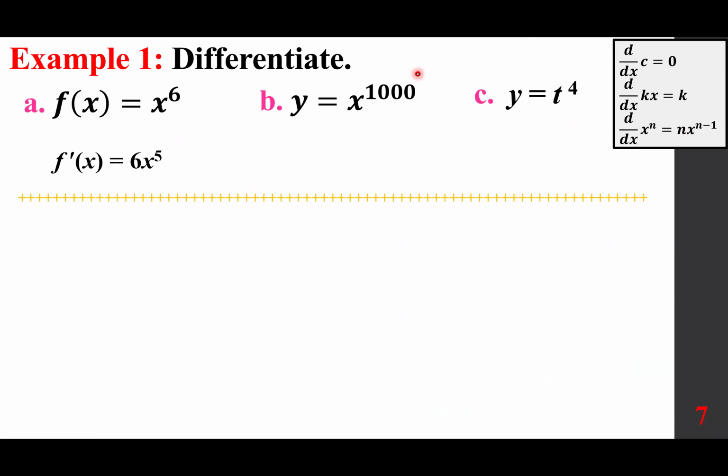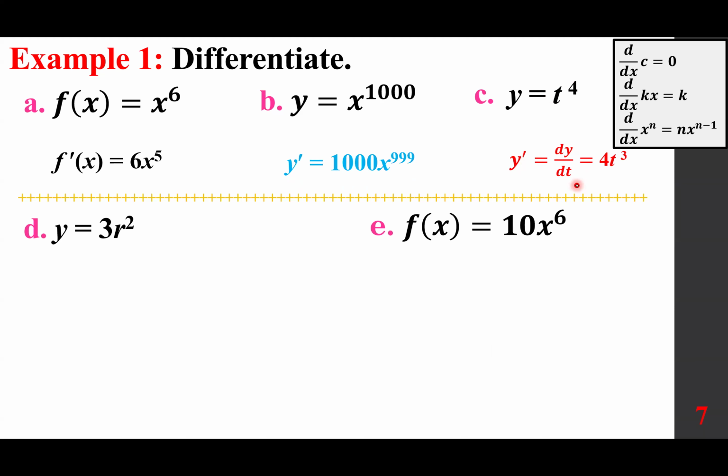1,000 sits in front, goes down by 1: 1,000x to the power of 999. Same thing here, 4 sits in front, t cubed. And you can write it y prime or dy/dt. I'm writing dy/dt just to remind you, based on Leibniz's notation, we write it in this fashion. And what it indicates is that the independent variable is t.